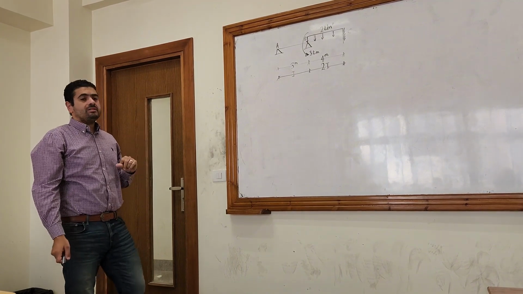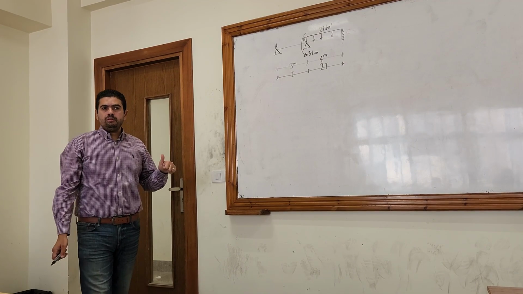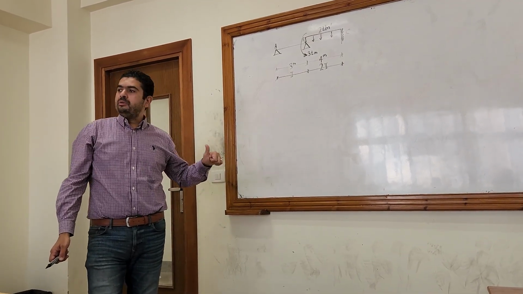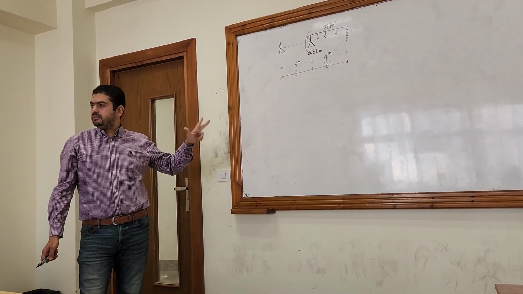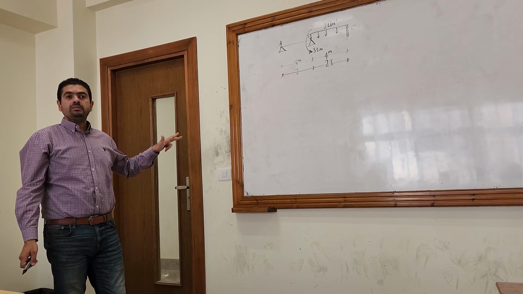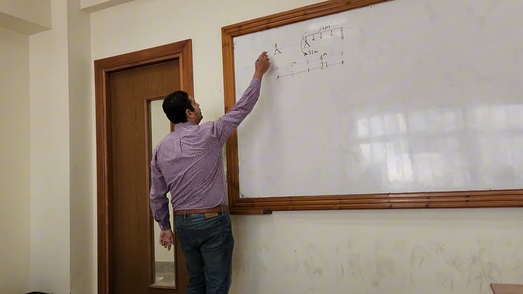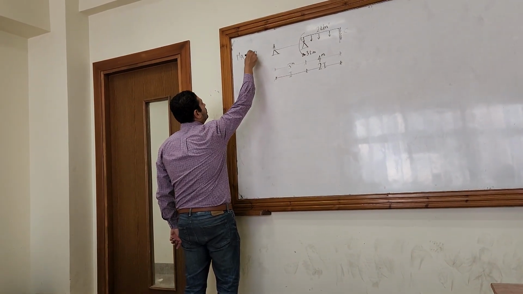Let's start. What's the first step? Again, what's the first step in the three-moment equation method? Look at the supports. How many supports do I have? I have three supports, A, B, and C. Please calculate the moment at each support. Okay, so MA equals 0.